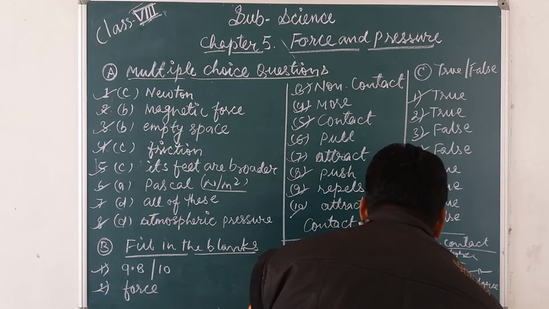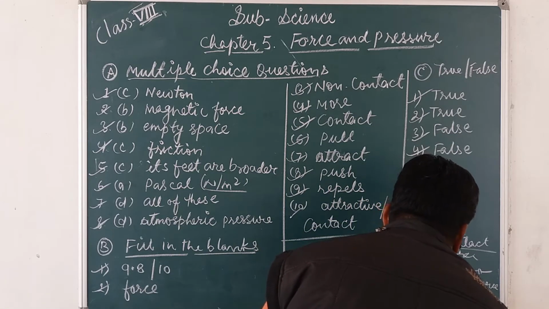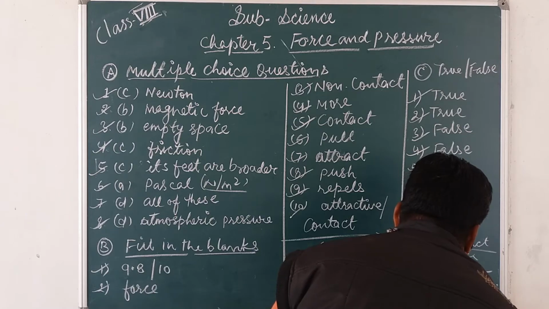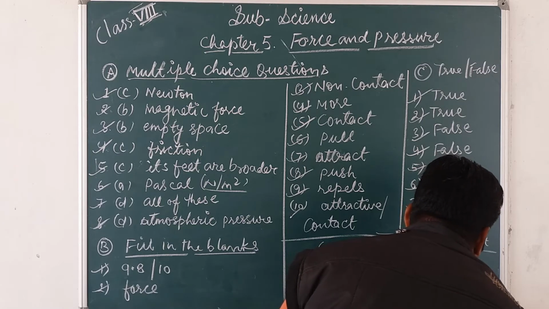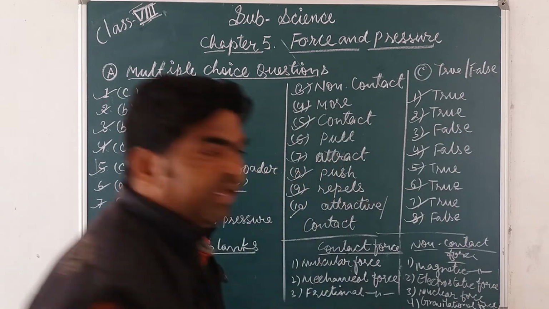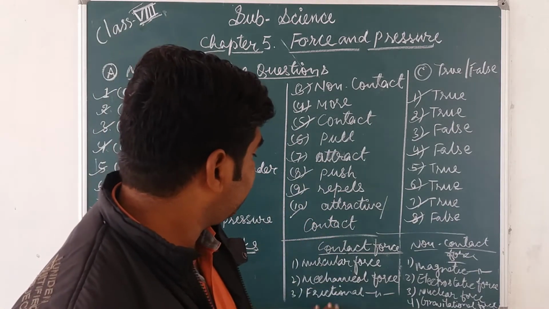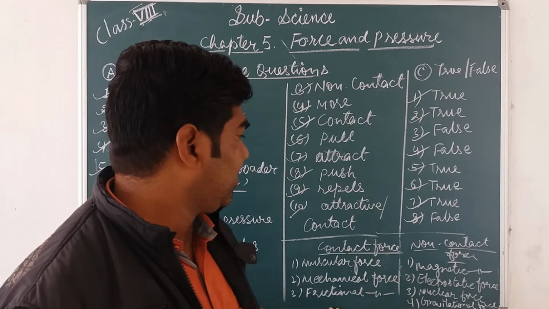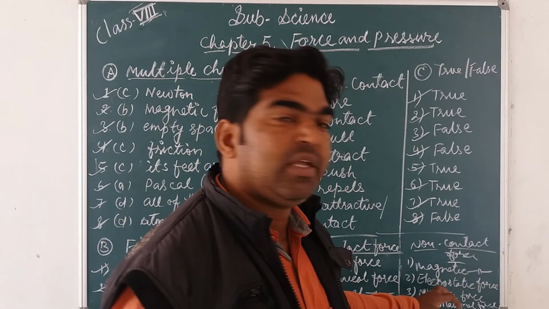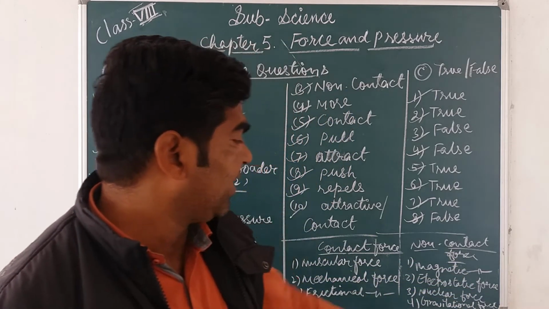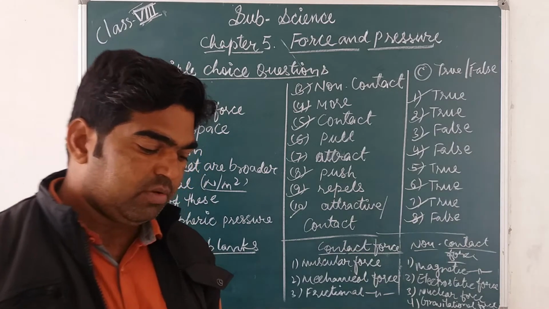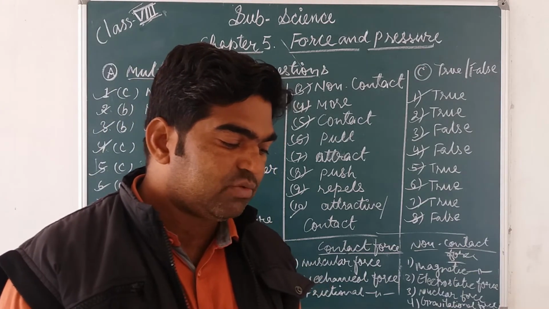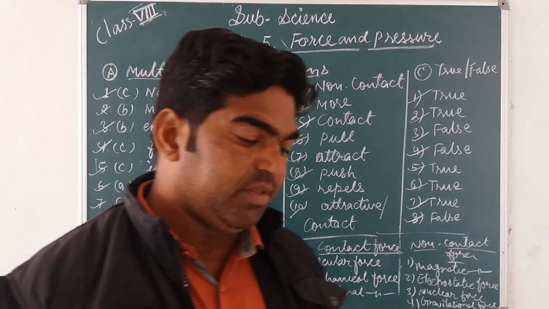The fourth one is the gravitational force. So these are the contact forces: muscular force, mechanical force, and frictional force. And the non-contact forces: magnetic force, electrostatic force, nuclear force, and gravitational force. In this way you have to write the answer for question number 5.